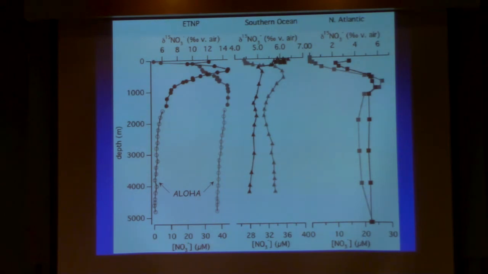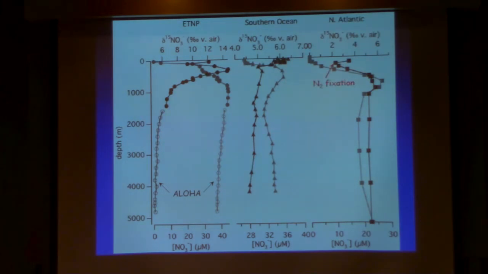Again, there's uptake of nitrate. The light isotope is preferred, so we're looking at the residual reactant that shows an increase. This is indicative of assimilation. The North Atlantic is, again, one of these oligotrophic regions, so nitrate assimilation.